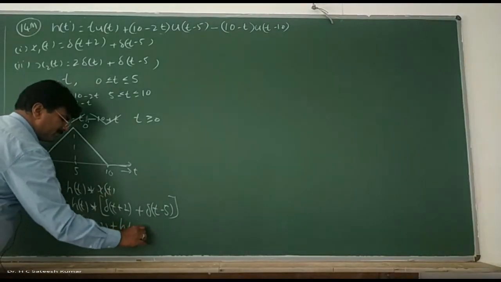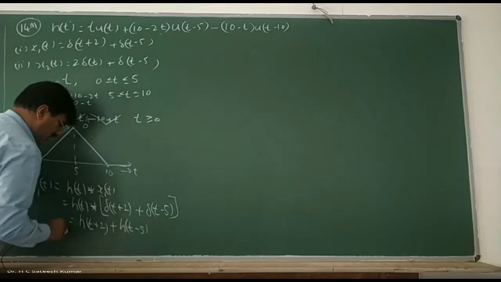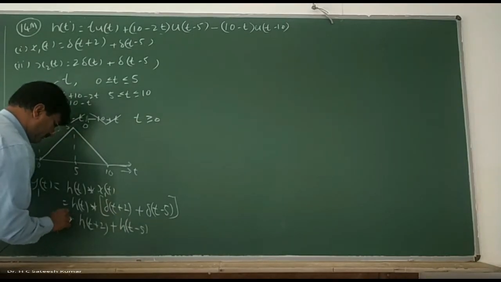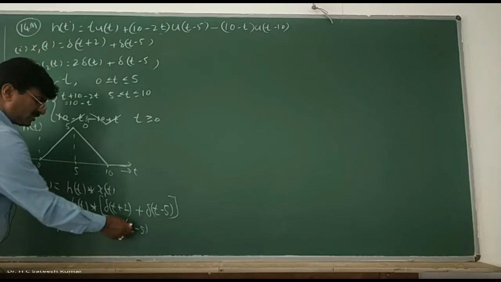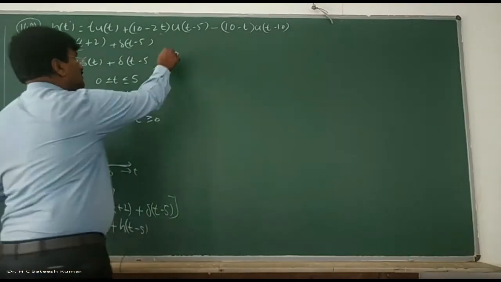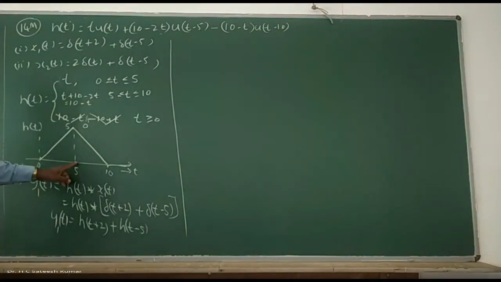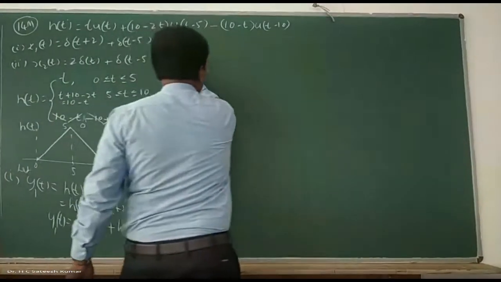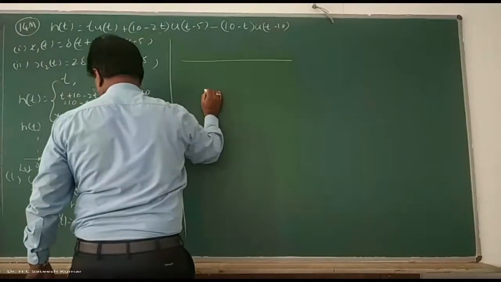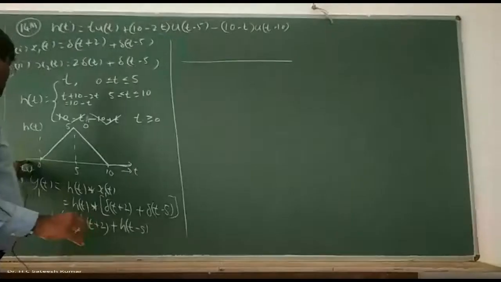That's it. Once you get this, sketch it. That is your y1 of t. Sketch these and add the two. So h of t plus 2 means h of t shifted left by 2 units. Shifting left by 2 units means it will start from minus 2.